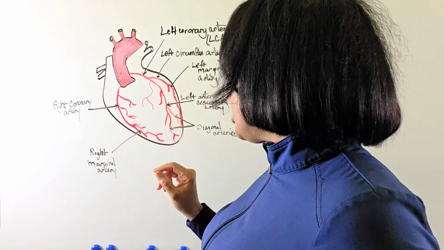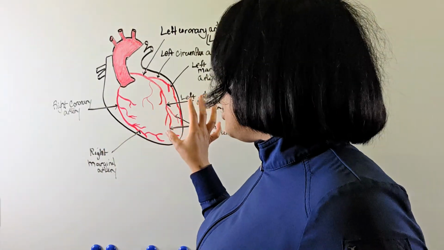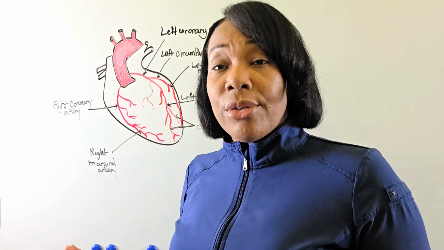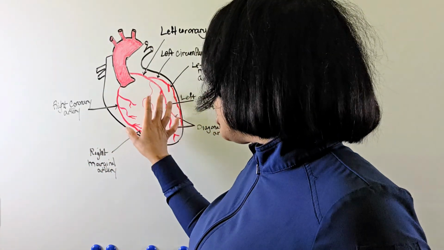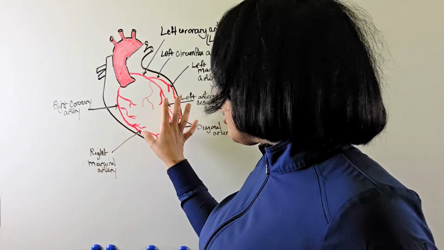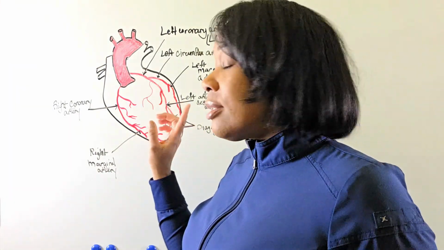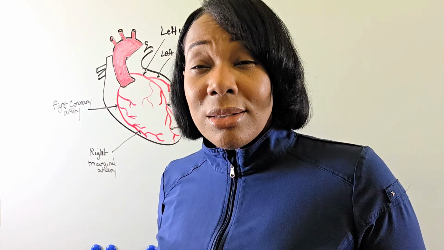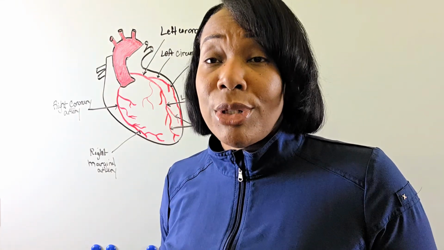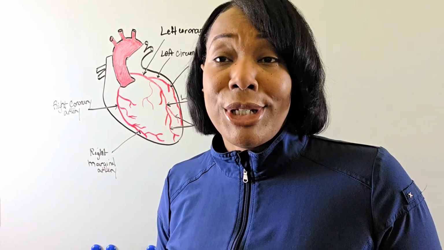And what you also want to keep in mind is that this is what we consider the widowmaker, okay? Because it is supplying blood pretty much to all areas of the anterior aspect of the heart, okay? And when it becomes blocked, funeral arrangements are potentially going to be needing to be made.